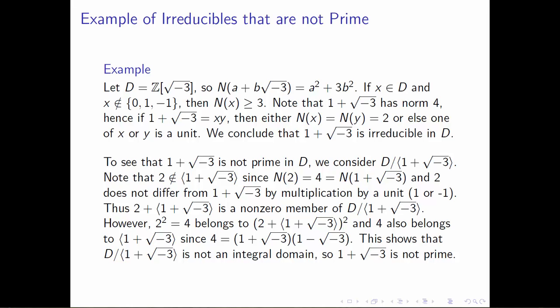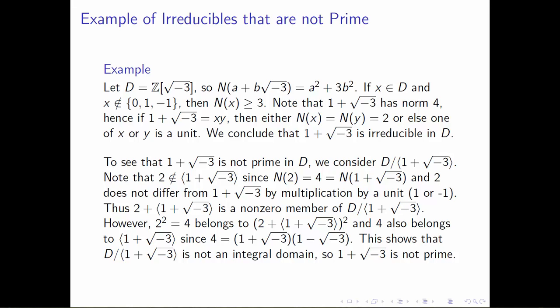However, when I take 2 and I square it, I get 4, and 4 belongs to the coset 2 plus the ideal generated by 1 plus the square root of negative 3, that quantity squared. It's 2 times 2, so it belongs to the square of that coset, but it also belongs to the ideal generated by 1 plus the square root of negative 3, since I can take 4 and write it as 1 plus the square root of negative 3 times 1 minus the square root of negative 3.